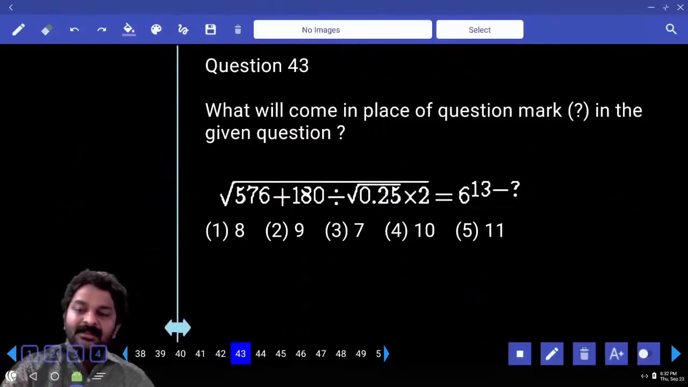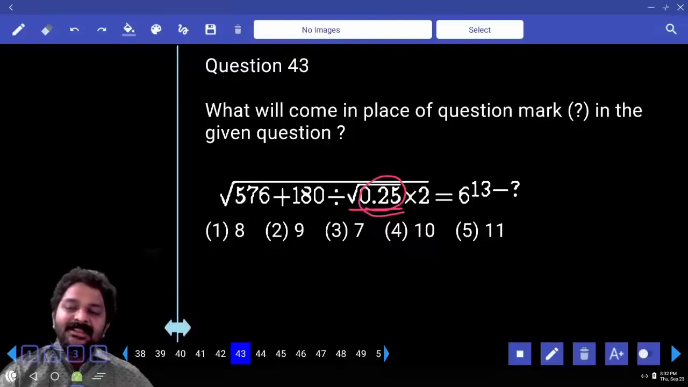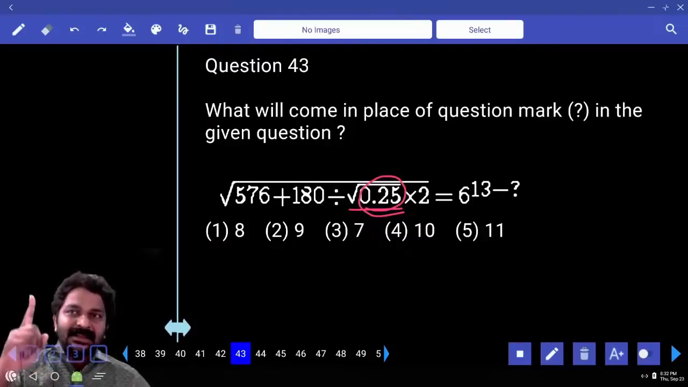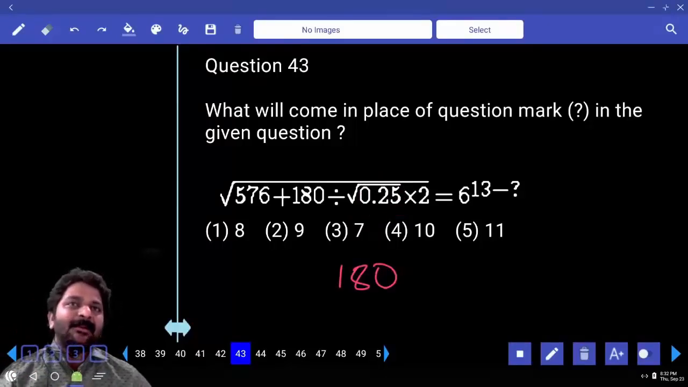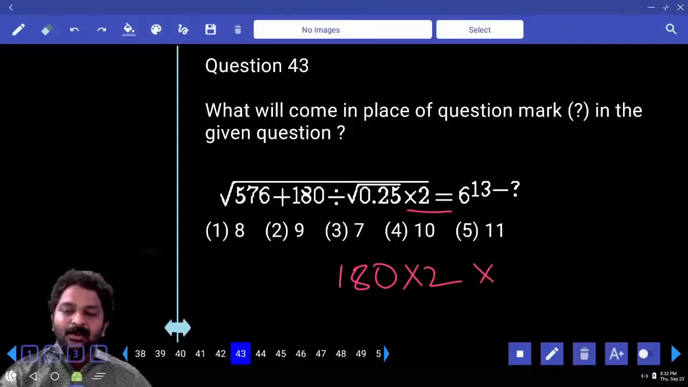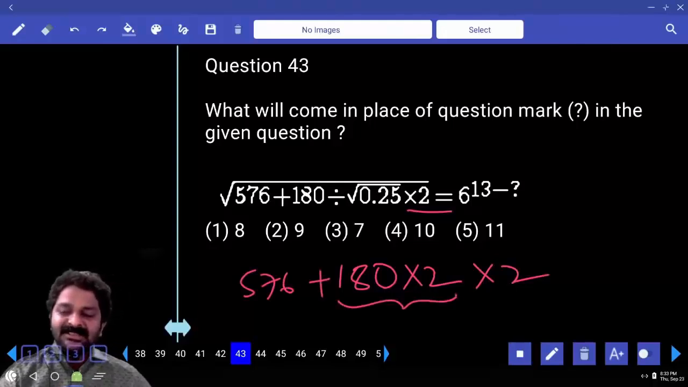Right. First, let us complete this under root value, root in a root concept. Under root of 0.25, 25. This is 5 square. So after decimal, we have 2 digits. So original number should have only 1 digit. That is 0.5. 180 divided by 0.5 or 1 by 2, one and the same. Divided by 1 by 2 can be written as into 2. Already have into 2. And then 576 we need to add. How much is this value? 360 into 2, 720 plus 576.